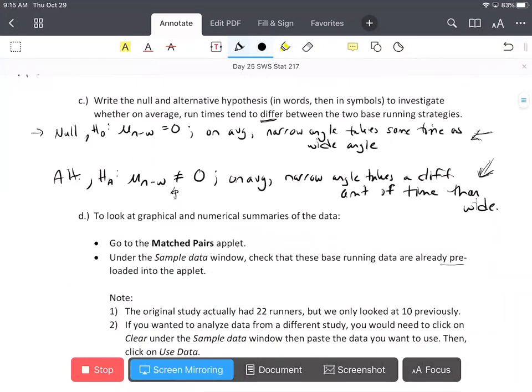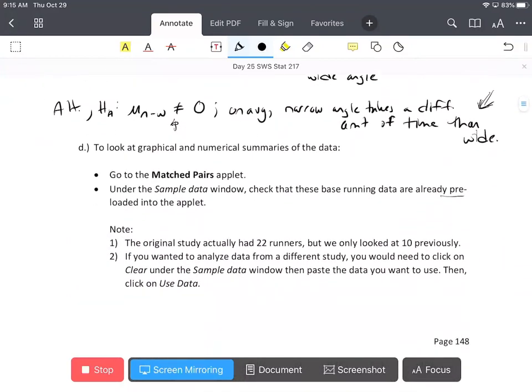So to look at the graphical and numerical summaries of the data, there's actually an applet called matched pairs, and we're going to go to it in just a moment. So under the sample window, whenever you open and you think that there should be data preloaded, you want to look and make sure it's the correct data that's already loaded.